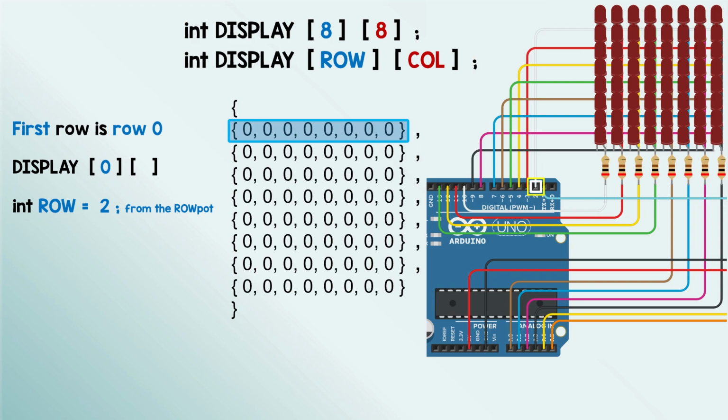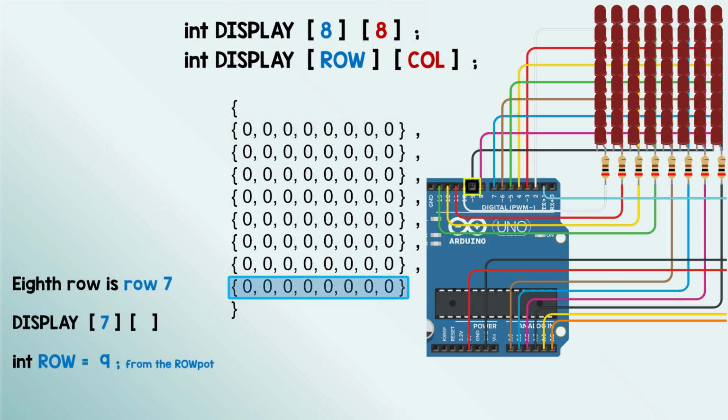And this is used when the analog read pot value returns 2 from the highest voltage. The lowest analog read voltage returns 9 as the Arduino pin 9 is wired to the bottom row of the dot matrix. Here we reference the 8th array row called row 7.